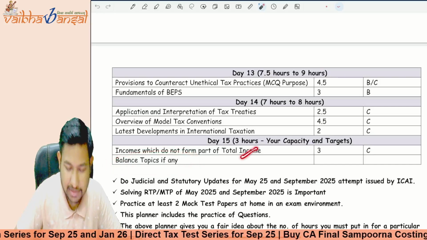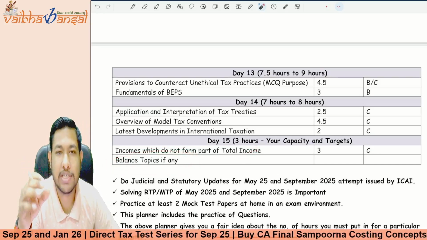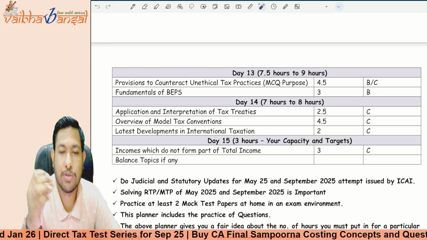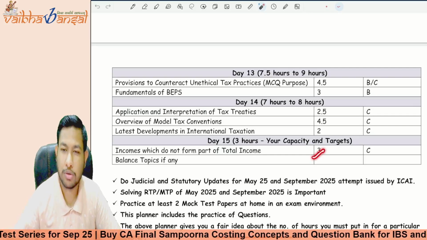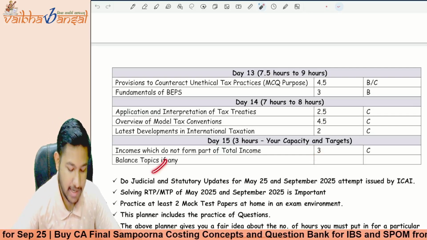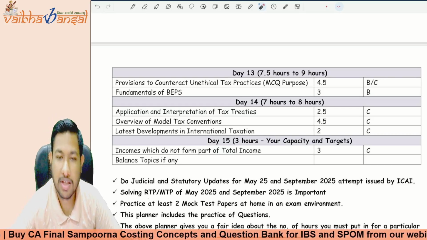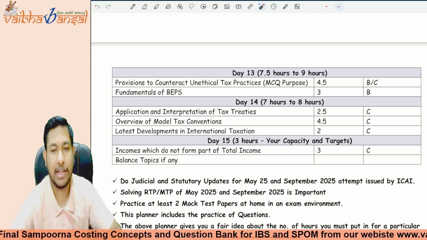This is also a C category chapter, which is exempt income that does not form part of your total income. You can give it 2 or 3 hours, and after that you have to focus on the balance topics. This is your target for 15 days.